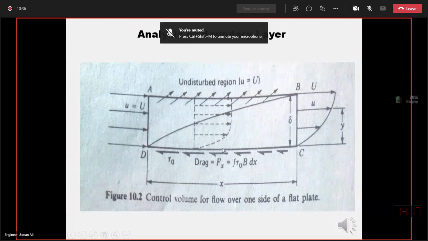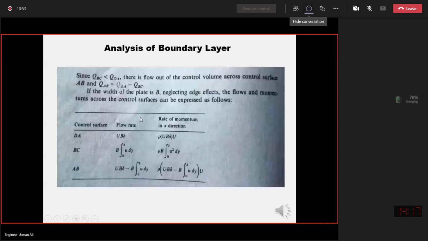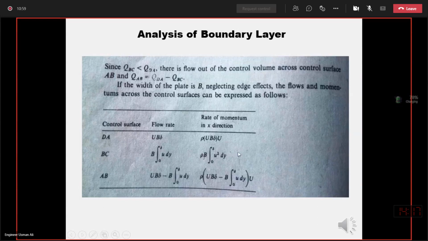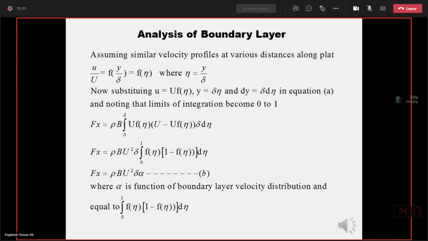With this, only one force is acting in the negative x-axis, that is the drag force, the frictional drag. The dimensions of the control volume are del, the height, x or L, the length of the plate, and B is the width of the plate. So we have written the flow rate from each control surface and the rate of momentum, that is rho q v, and then we applied the impulse momentum principle, stating that the algebraic sum of all the external forces acting on a control volume of the fluid is equal to the rate of change of momentum.